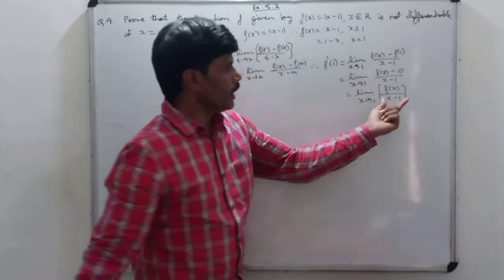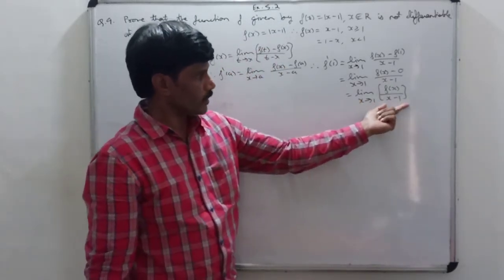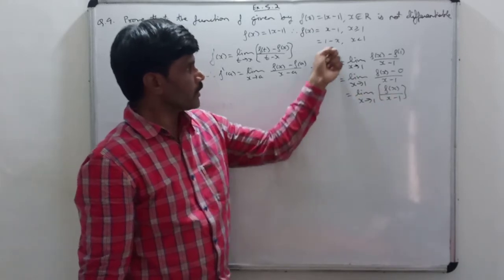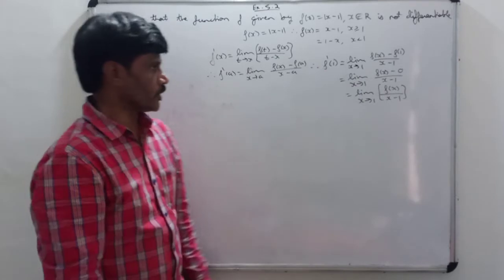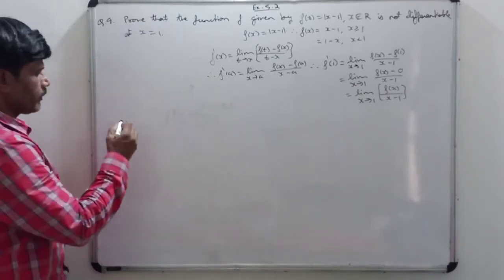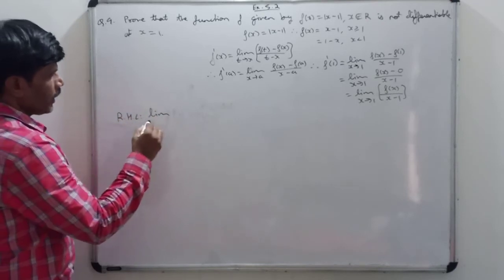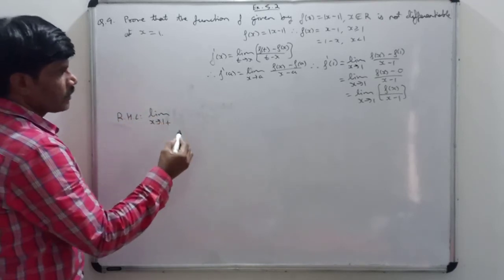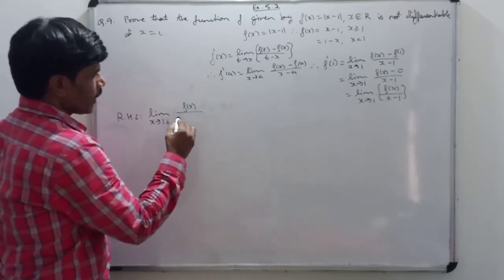Now if the limit of this function exists at x equals 1, then we say the function is differentiable at 1. If the limit does not exist, then the function is not differentiable. Okay. So for the existence of the limit, I will find out the right hand limit and left hand limit. So first I am finding the right hand limit. Limit x tends to 1 plus, f(x) upon (x minus 1).